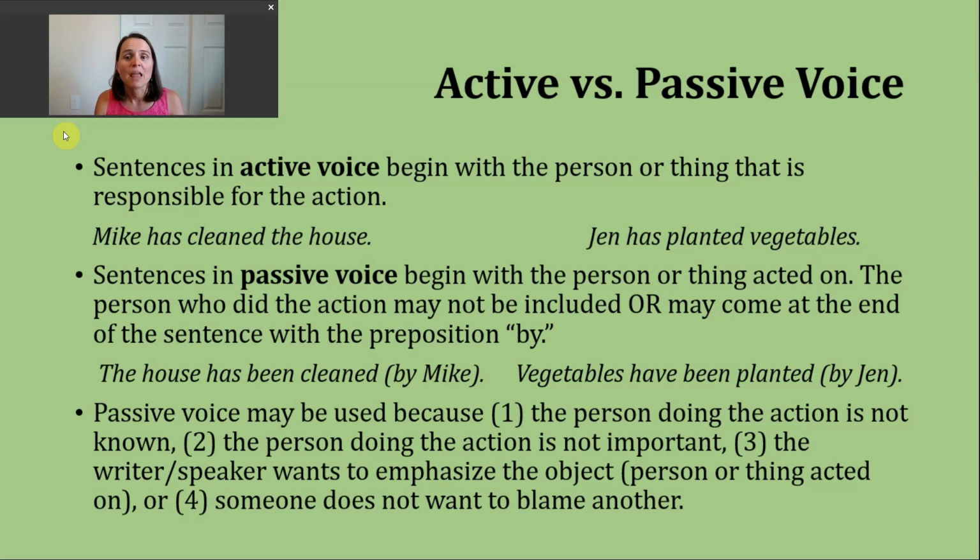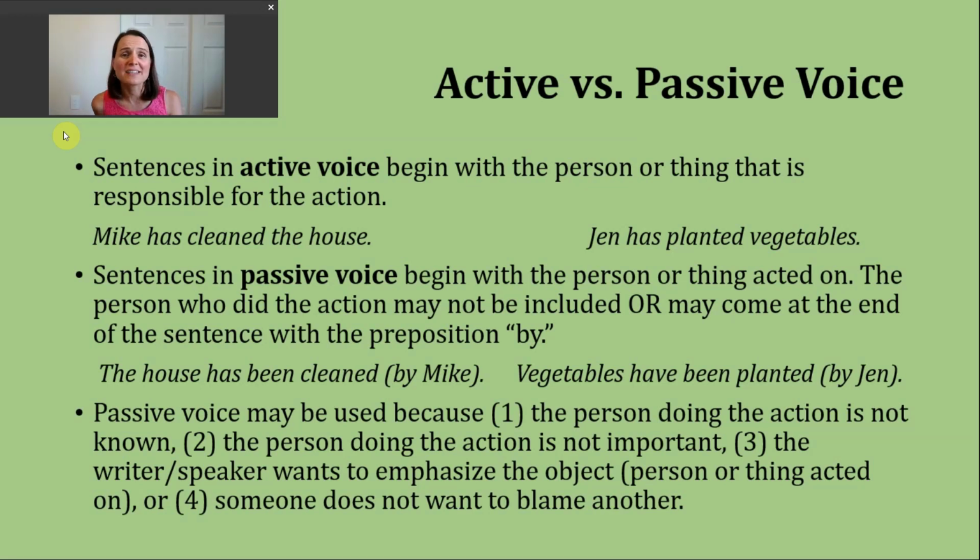My second example, Jen has planted vegetables. That was active voice. Vegetables were the thing that was acted on, or the things that were acted on. So that's going to move to the front of the sentence, and it becomes vegetables have been planted, or vegetables have been planted by Jen.